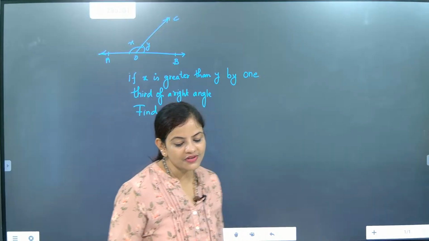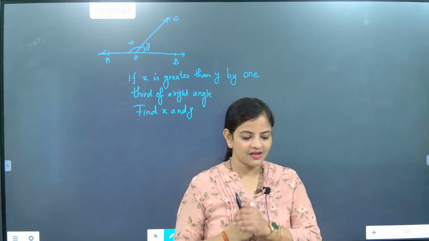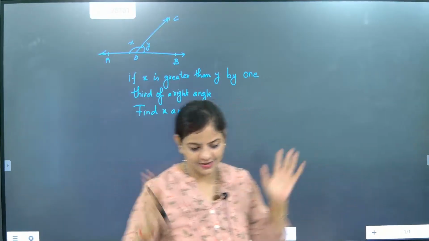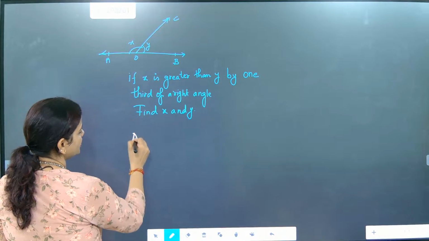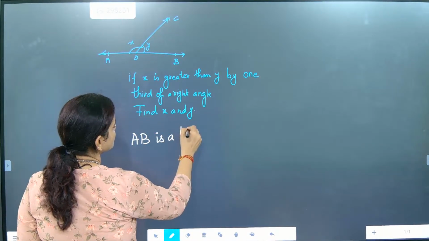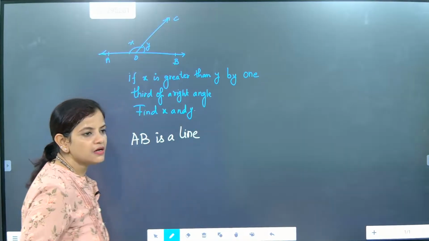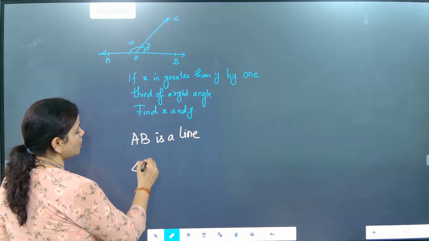Now look at it. I am solving the question. Let's see. Now look at that. AB is a line. First we will start with this. What is AB? AB is a line, so it is 180 degrees.